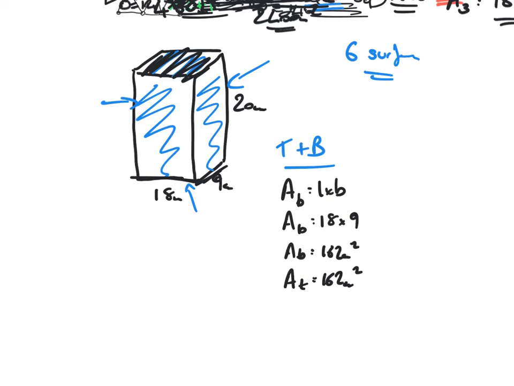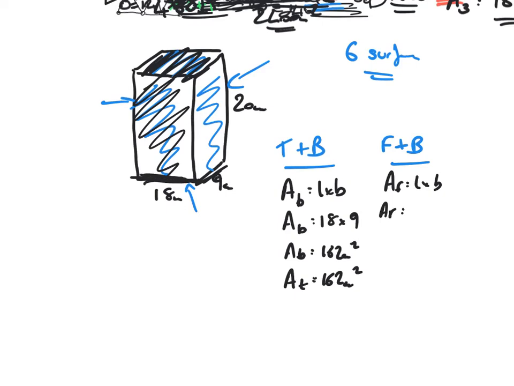Now let's look at the front and back. Okay, so the area of the front, again, that's a rectangle, so it's length times breadth. This time the length of the front is 18, and the breadth of the front, as we can see, is 20. 18 times 20, and that is 360 square centimetres, which means the area of the back will also be the same, since it's identical, and that will be 360 square centimetres also.